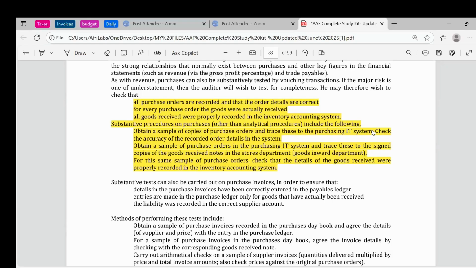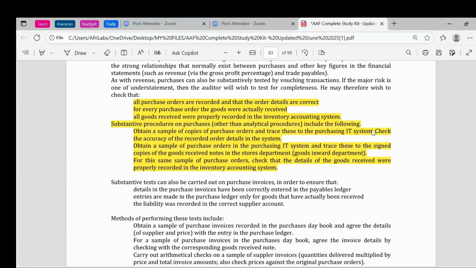All goods received were properly recorded in the inventory accounting system. Number two, for every purchase order, the goods were actually received. What does it show? I feel it's still under completeness. I don't know, but it can be under occurrence. Do you know? Okay, because the goods were actually received, your goods received notes show you that the transaction occurred. Not completeness, that is wrong, but it is the best fit for occurrence.